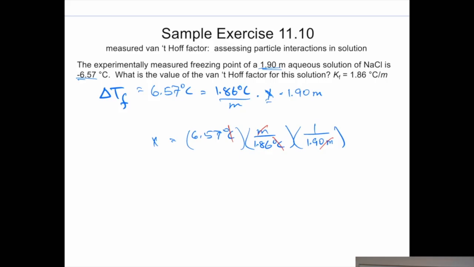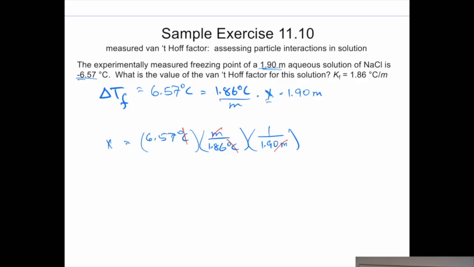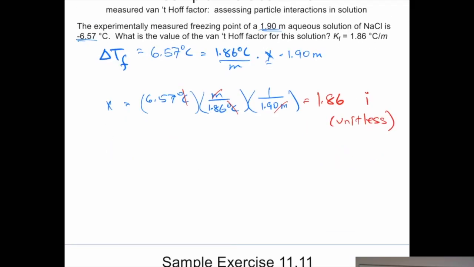But that's okay, because the Van 't Hoff factor doesn't have any units. It's just a number, okay? So always, when you do dimensional analysis, always keep your units in, because then you know you're on the right track. If you set it up correctly, your units all cancel out, you're good to go. All right, what's the answer here? Oh yeah, you guys already said 1.86. That's what i is, and it's unitless. Okay, good. Good job, everybody.